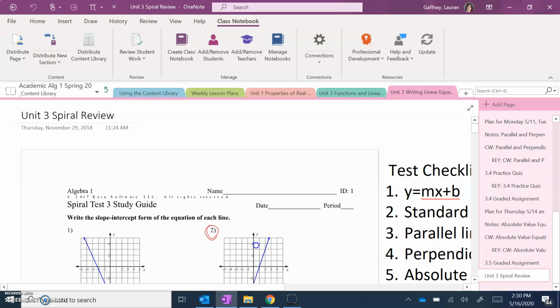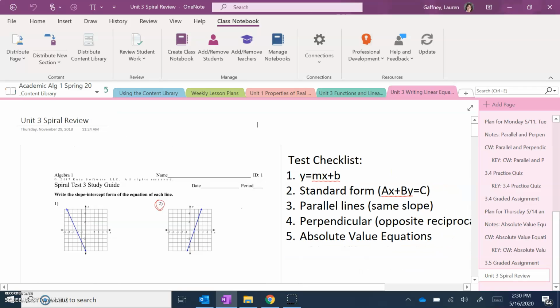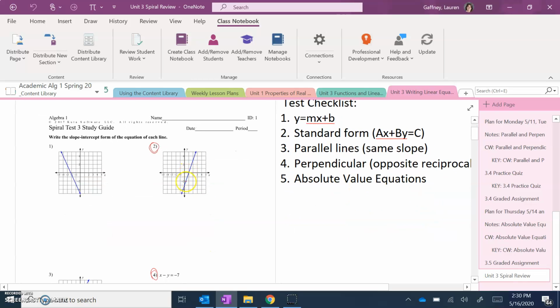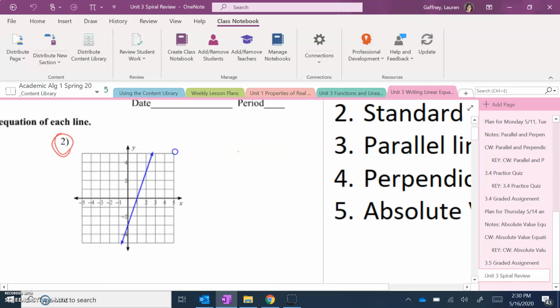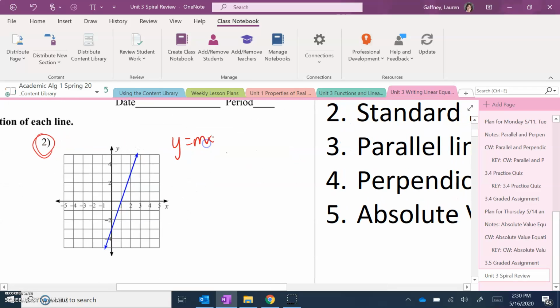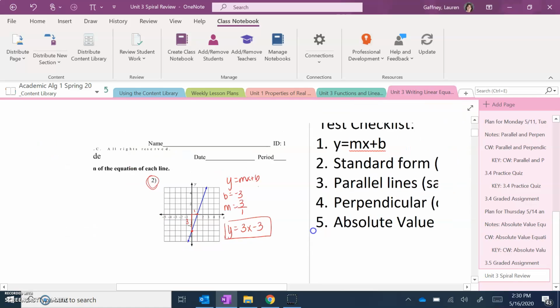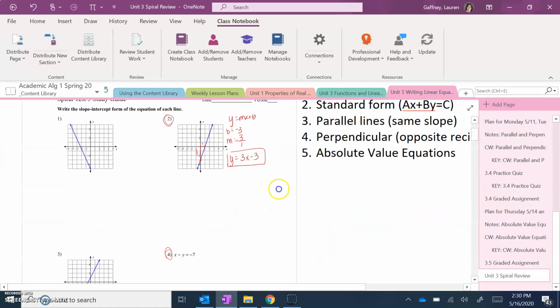All right, so first of all, we started this unit talking about slope-intercept form, which is y equals mx plus b. So this first problem is, given a graph, write the equation in slope-intercept form. If we want to write it in slope-intercept form, we need m and we need b. So b is our y-intercept and m is our slope. My b is down at -3, and my m, it crosses evenly there and here, so it goes up 3, right 1. So my slope would be 3 over 1. So y equals 3x minus 3. That's given a graph, the equation in slope-intercept form.